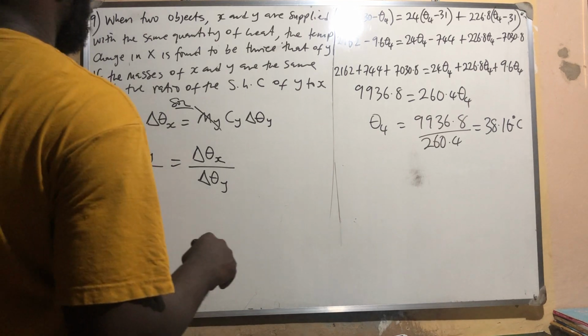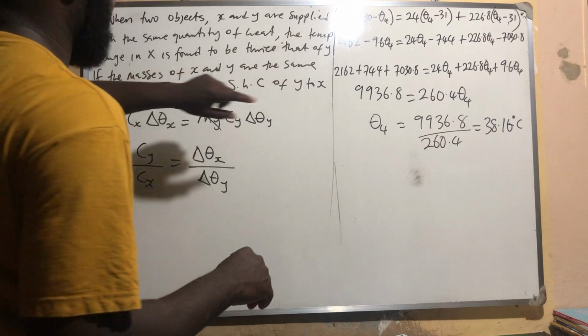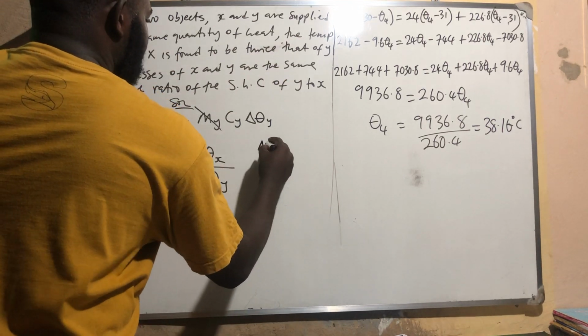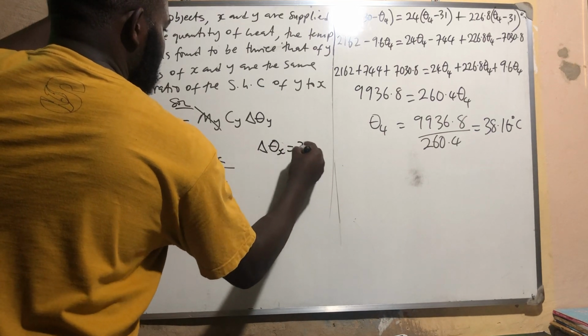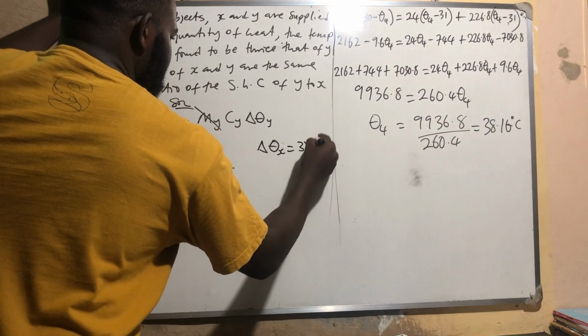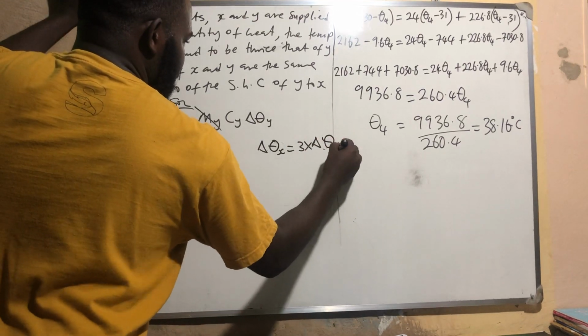But they say that what? That the change in temperature of X is thrice that of Y. So the change in temperature of X is equal to 3 times the change in temperature of Y.